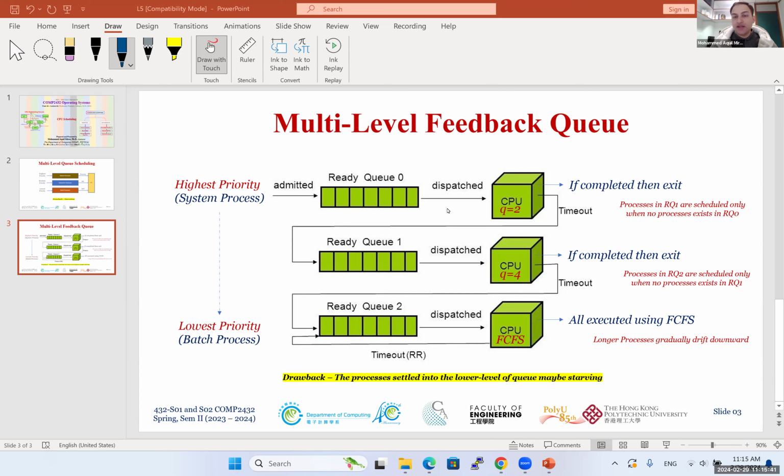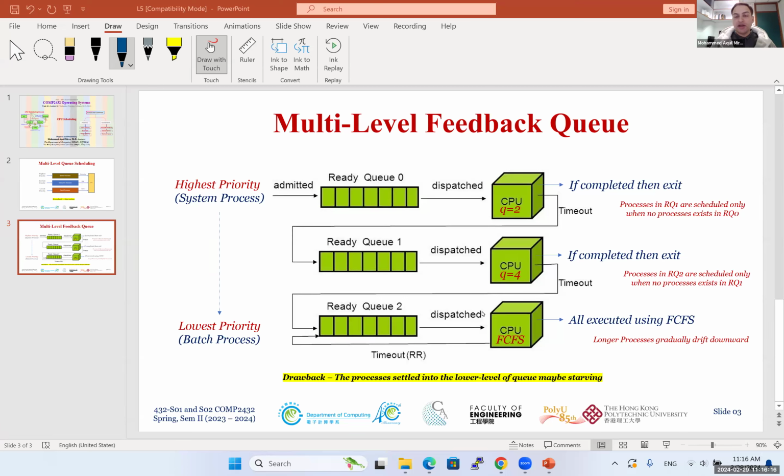Now, each ready queue, as we mentioned before, will have its own scheduling algorithm. Similarly, the CPU will also have a different kind of quantum mechanism for each of the processes received from the different ready queues. For example, whenever you receive processes from ready queue 0, they will be executed on the CPU for a quantum of 2 units of cycle, and the processes received from ready queue 1 will be executed for 4 quantum of cycles.